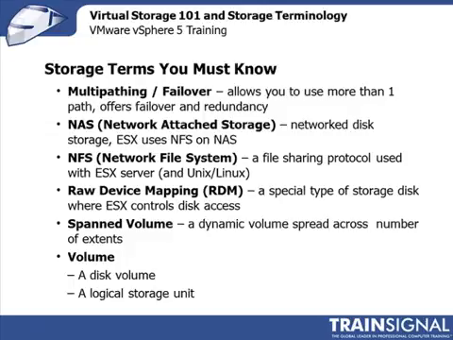Raw device mapping, otherwise known as RDM, is a special type of storage disk that is presented through the vSphere kernel directly into the virtual machine. Spanned volume, it's a dynamic volume spread across a number of extents. Volume, it's a disk volume, it's a logical storage unit. Again, pretty self-explanatory here.